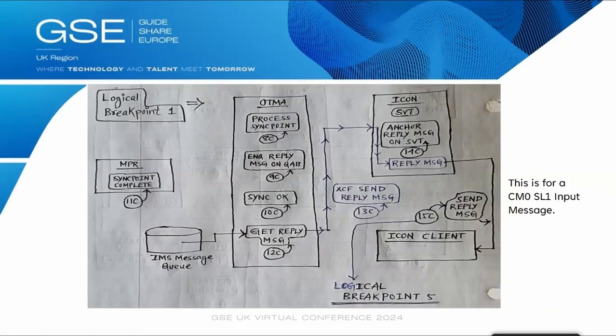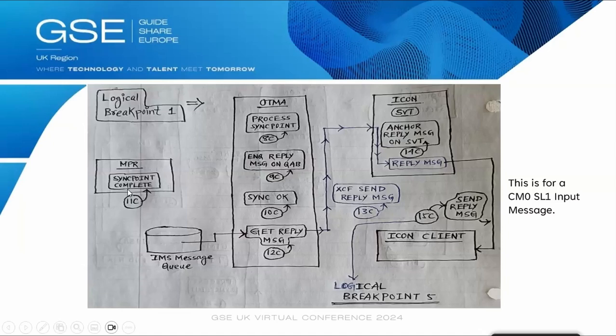Point number 8, sync point proceeds. 9, for CM0, OTMA will enqueue the reply message on a queue anchor block, which is called a QAB. It's called a queue anchor block, right? Number 10, sync point is successful.